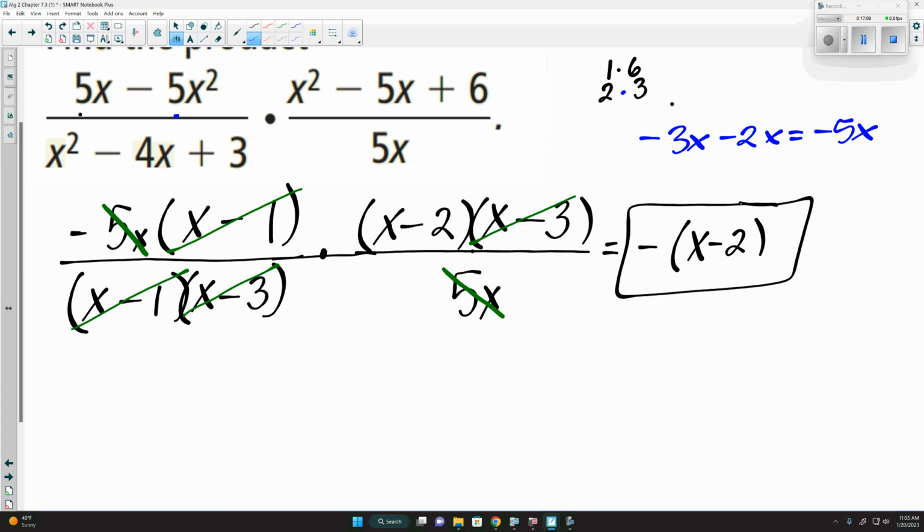Any other questions on this here? We feel good with these so far. A lot of just factoring and then multiplying and simplifying.